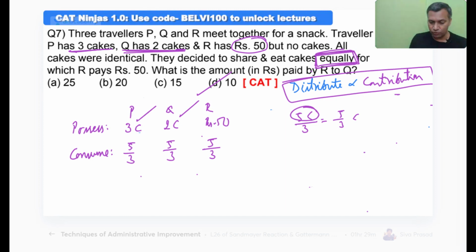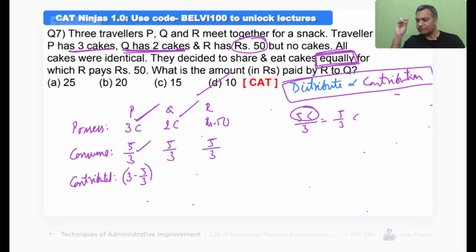Second part. Therefore, what has been contributed? Contributed is what he had minus what he consumed. That is 3 minus 5 by 3. Think from P's perspective, my friend. P has 3 cakes, out of which he consumed 5 by 3. Therefore, what has been contributed? 3 minus 5 by 3 has been contributed. If you simplify this, this would become 4 by 3.